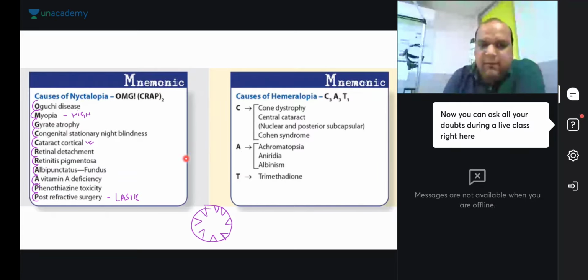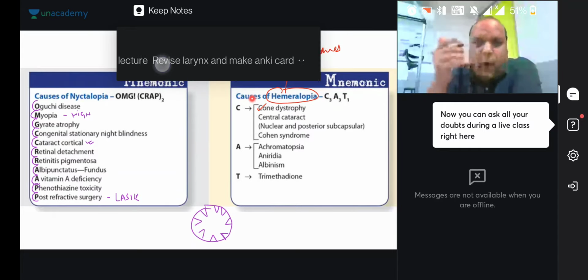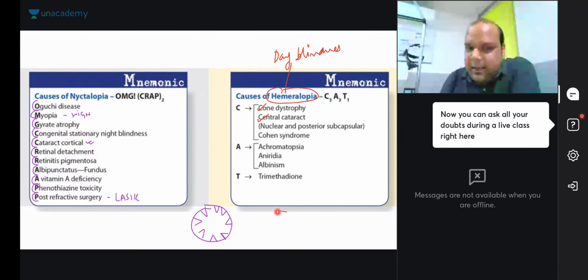Okay. Now next, everybody, we move on to the mnemonic for hemeralopia or day blindness. I hope you remember again, hemeralopia is day blindness. So for day blindness, the mnemonic is CAT, C3A3T1. C for cone dystrophy. Very simple, everybody. If cone cells are dystrophic, obviously I will not have color vision and vision. Central cataract, again, like I explained to you, if the cataract is central, in the daytime the light will not be able to go inside and it will lead to day blindness.